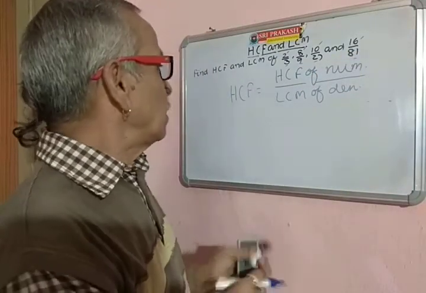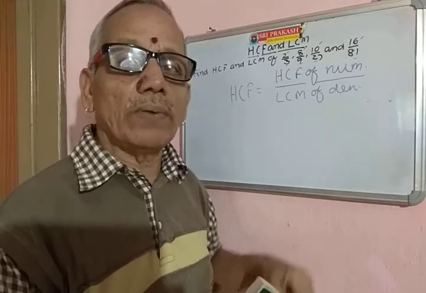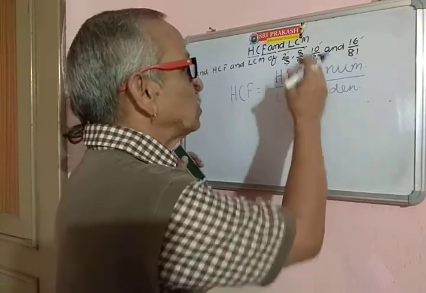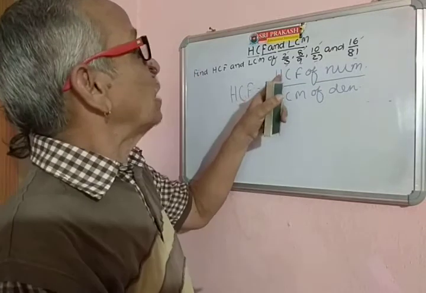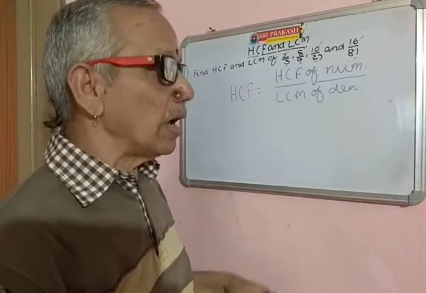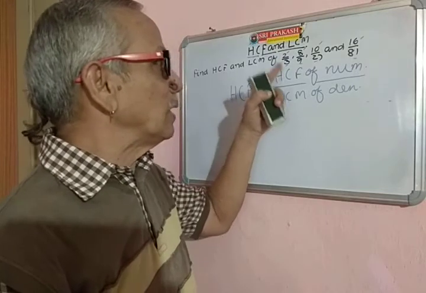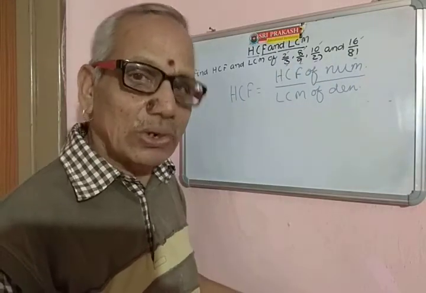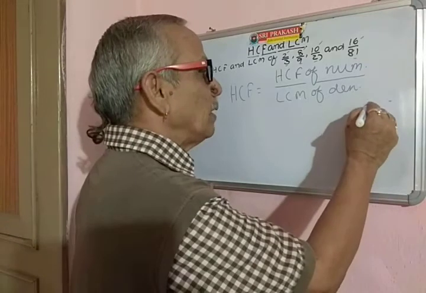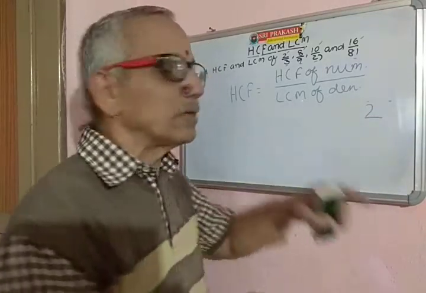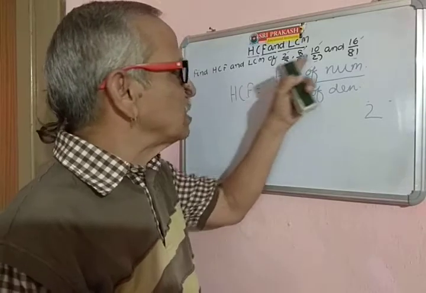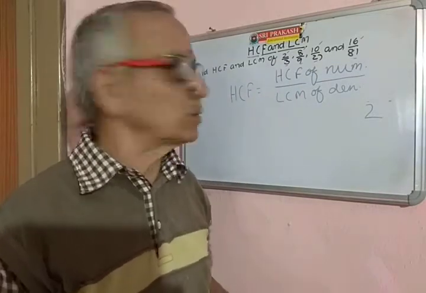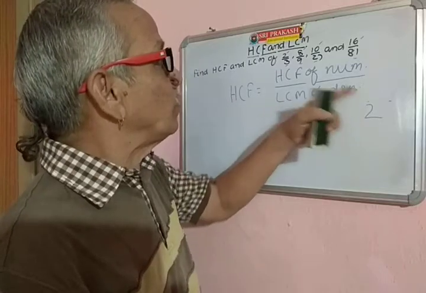So now let us find the HCF of the given fractions. So HCF of numerators is equal to what? What is the highest common factor among 2, 8, 10 and 16? 2. So 2 will be the highest common factor because all these numbers are divisible by 2. Highest. So now LCM of denominators.